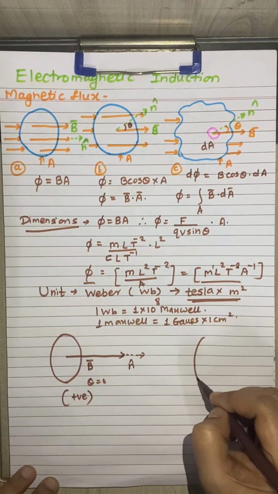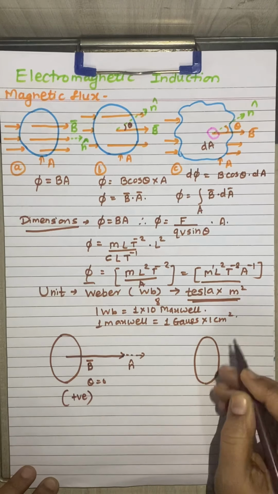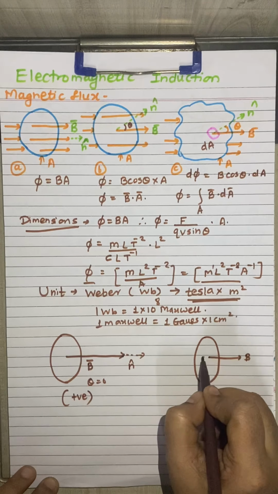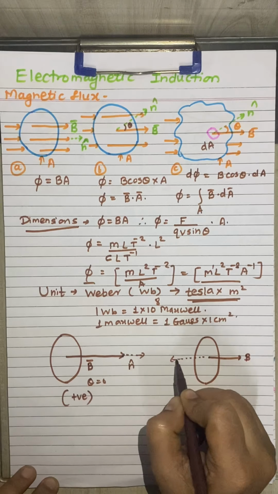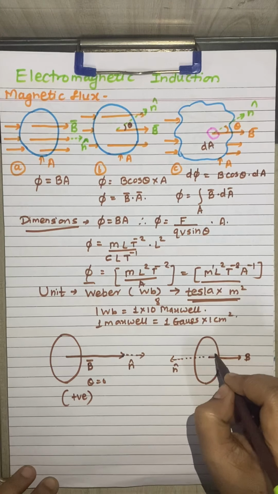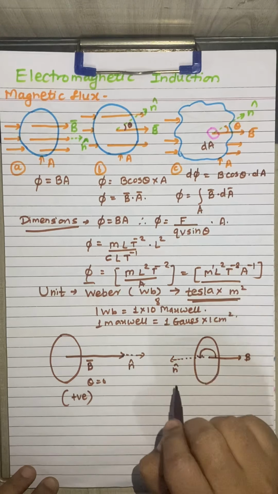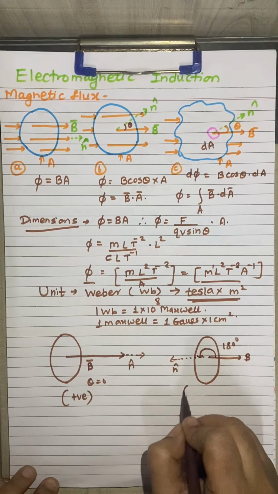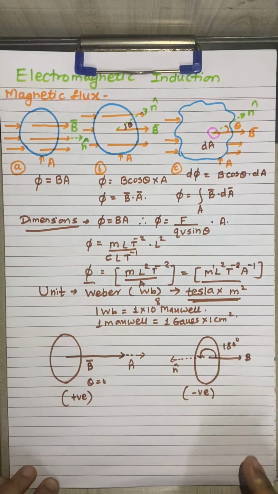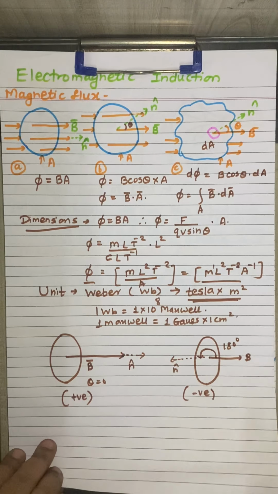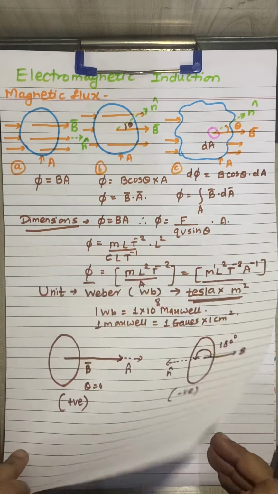Suppose in another case, this is the surface and the field is in this direction, but the normal to the area I have considered in this direction, n cap. Then you can see that here the angle between this normal to the area and the magnetic field B is 180 degrees. So in this case the flux is called a negative flux. So in this way we can calculate the flux, whether positive or negative, and what is meant by the flux.